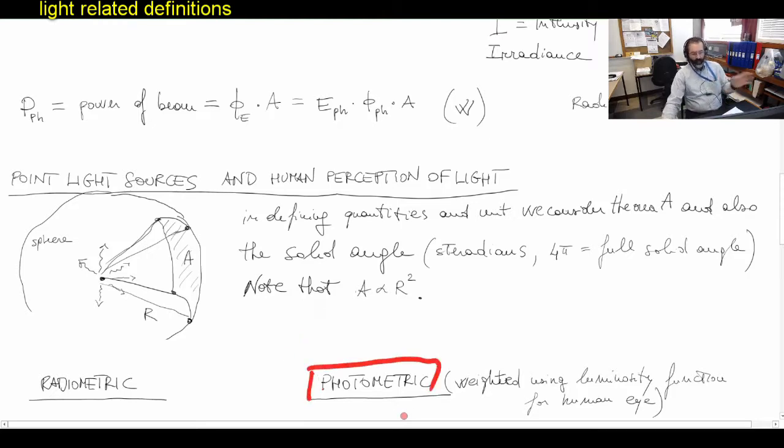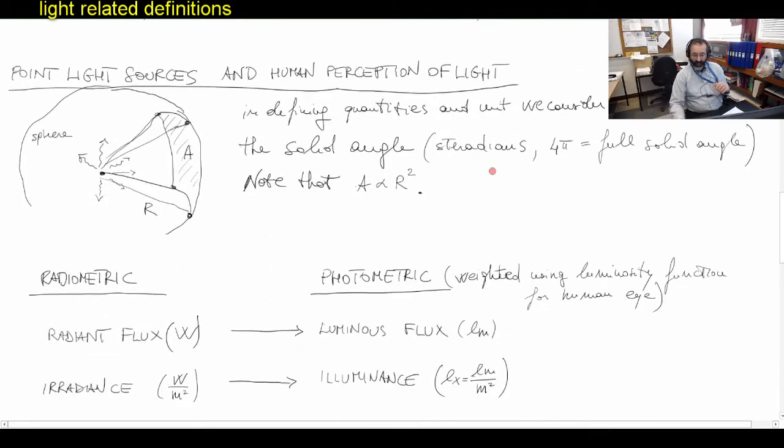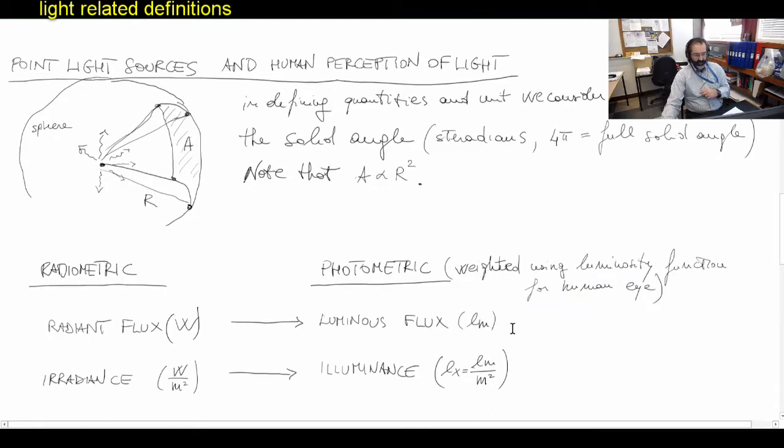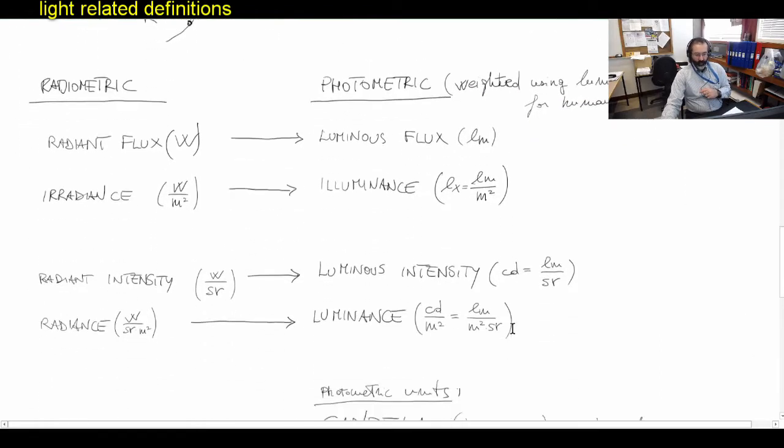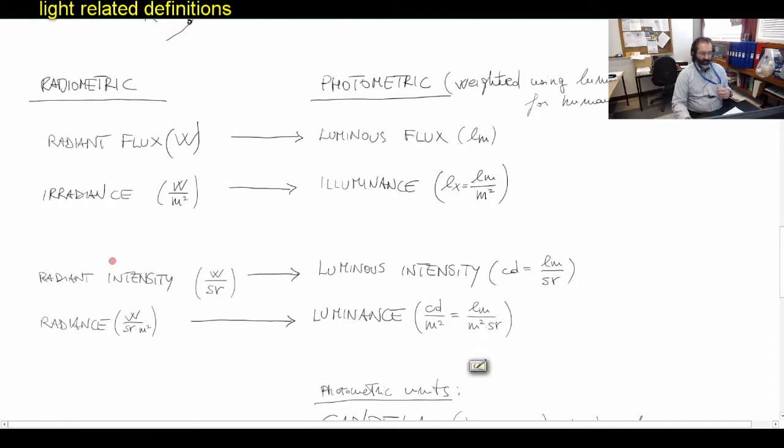Okay, so I'll put them side by side so that we can understand better. So as you can see, the photometric quantities are weighted using the luminosity function of the human eye. I will show you this luminosity function later. It's just at the bottom of this slide. So the radiometric quantities in the case of point sources that are meaningful to consider are these.